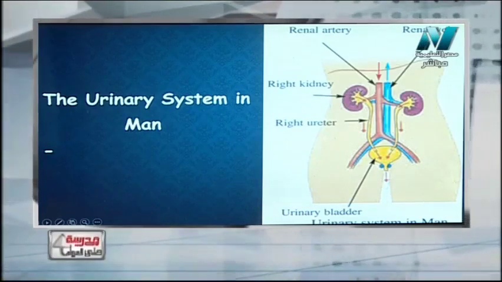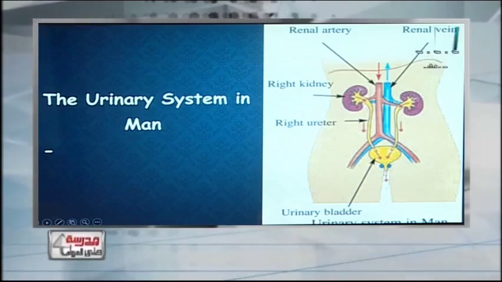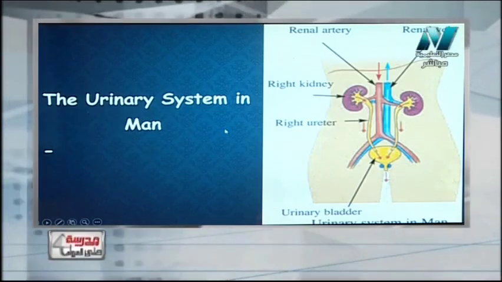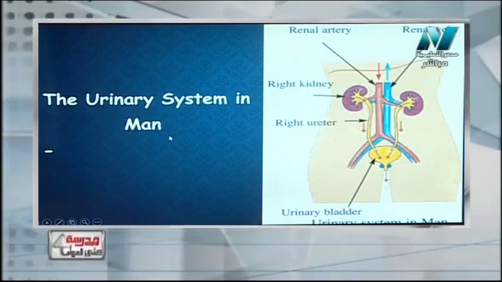Again, 2 kidneys, 2 ureters, urinary bladder, urethra, and sphincter muscle through which the urine is expelled out of the body.